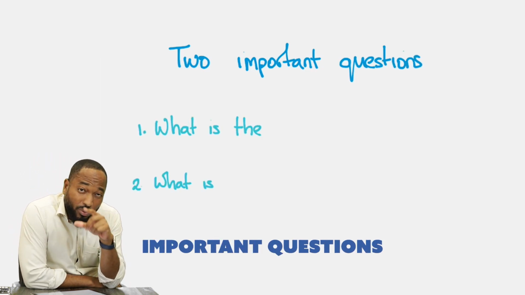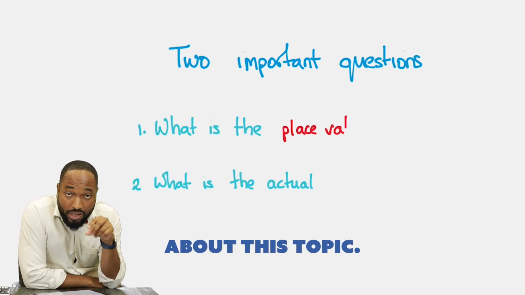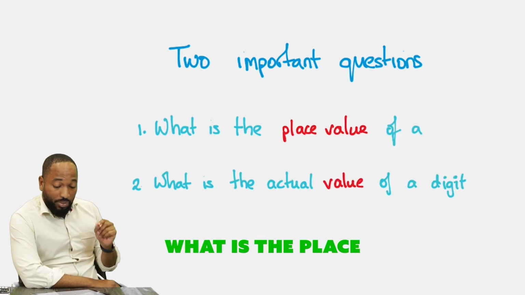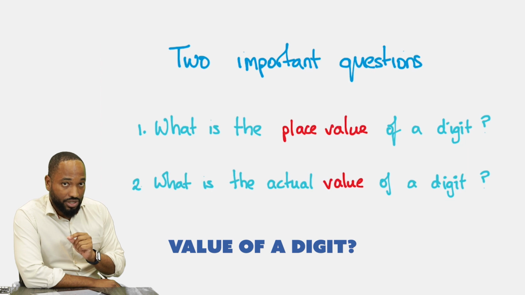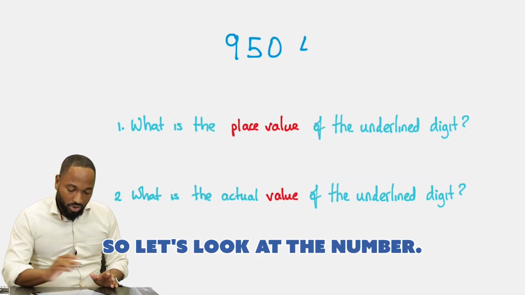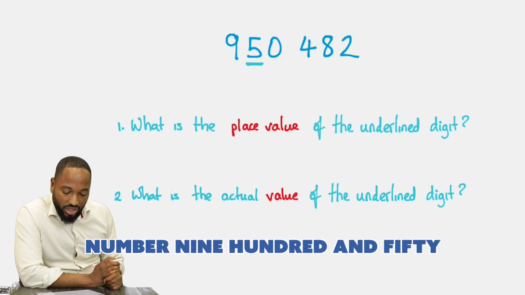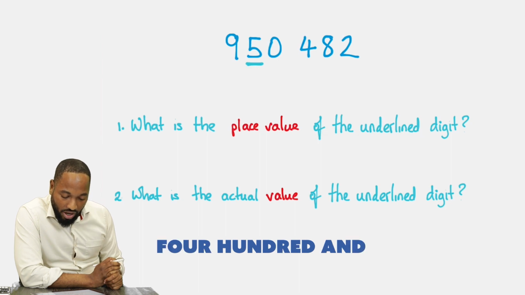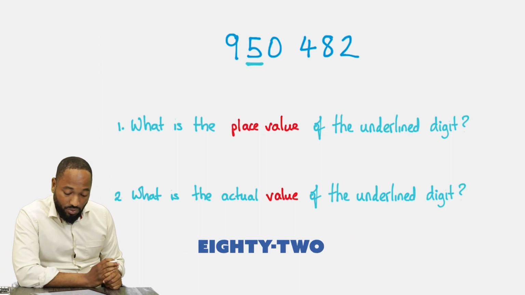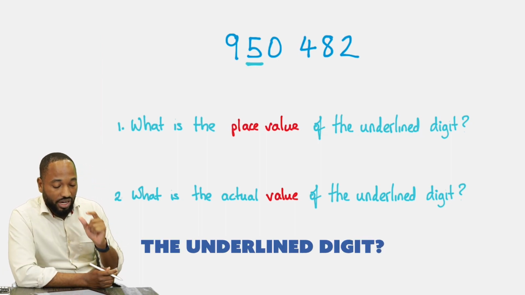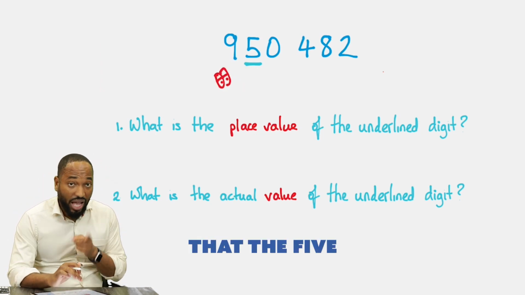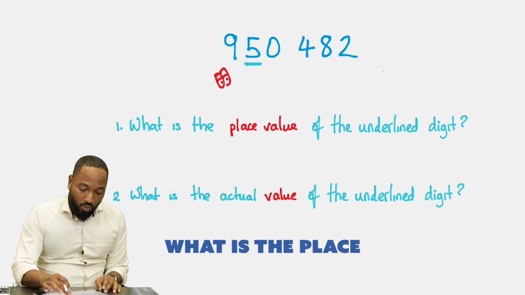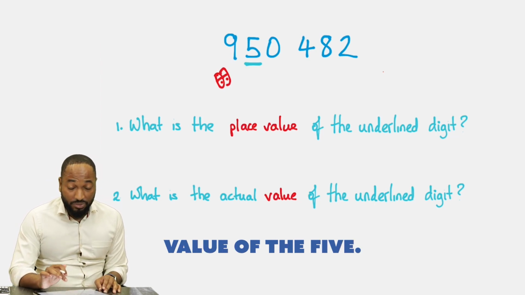But there are two important questions that can be asked about this topic. What is the place value of a digit, and what is the actual value of a digit? Let me show you. So let's look at the number 950,482. What is the place value of the underlined digit? So I'm seeing that the 5 is underlined. What is the place value of the 5?